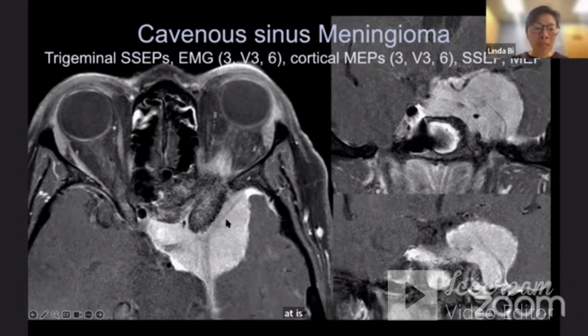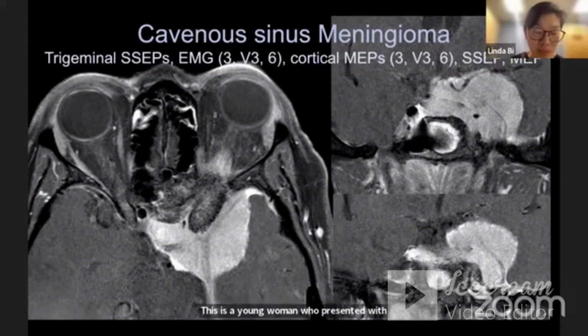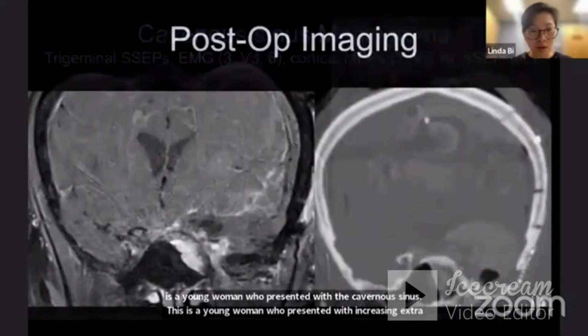related nerves. In this particular case, I used the trigeminal SSEPs to assess for V1 to V3, EMGs for V3, 6, also 7, but related to the cavernous sinus portion, cortically evoked motor evoked potentials for 3, V3, 6, and then as well as SSEPs and MEPs given the encasement of the carotid artery.